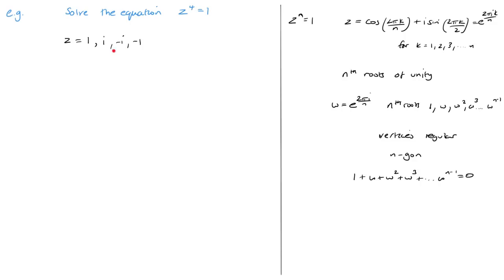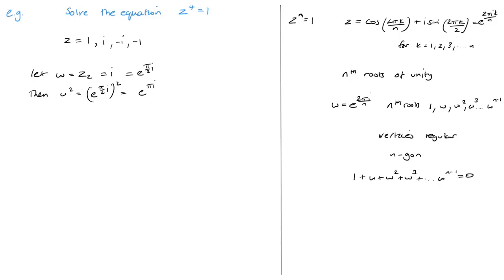So these were my 4 solutions. Now obviously the 1 is this one here. So let's let w equal z2, which is equal to i, or e to the pi by 2 i. Then w squared will be, sorry, the whole thing squared, which will be e to the pi i.